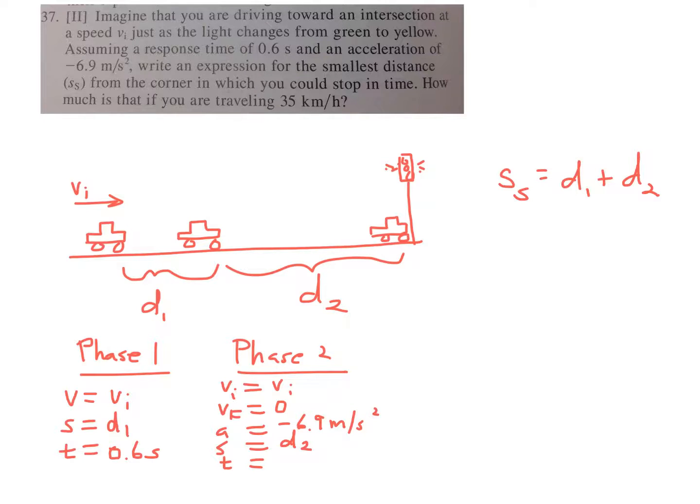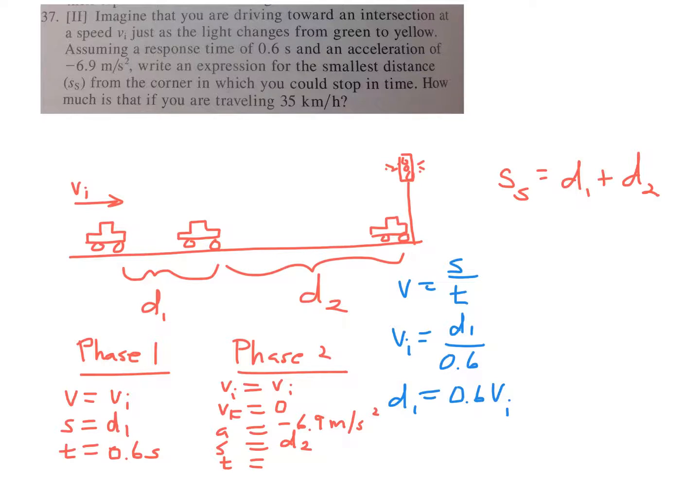Well, in phase 1, if I go back over there, in phase 1, switch to a different color, there's one equation. The generic equation is v equals s over t, or d over t. But with the specific labels for this particular problem, it's v sub I equals d sub 1 over 0.6 seconds. I'm going to leave the units off for now. Well, in other words, d sub 1 equals 0.6 v sub I.